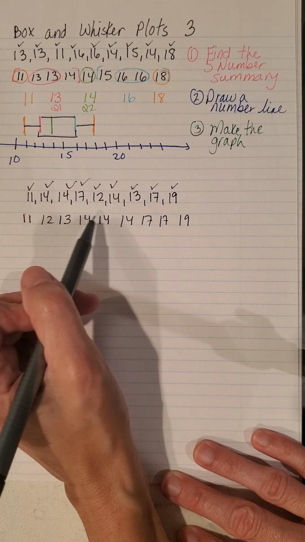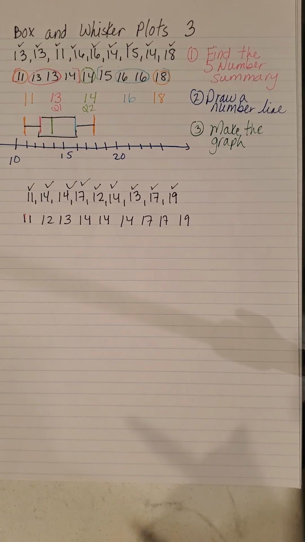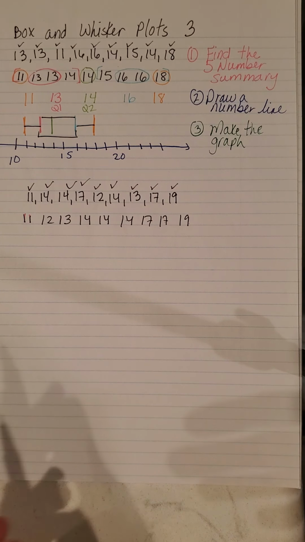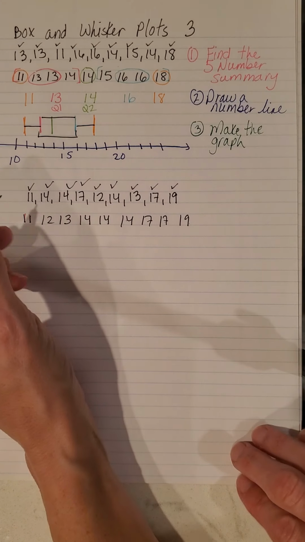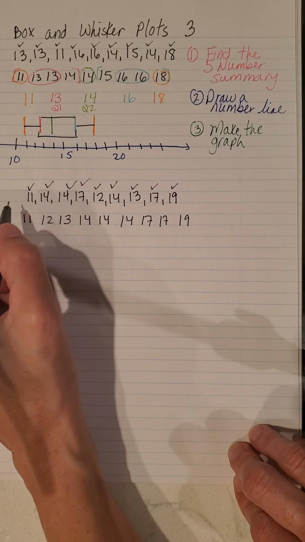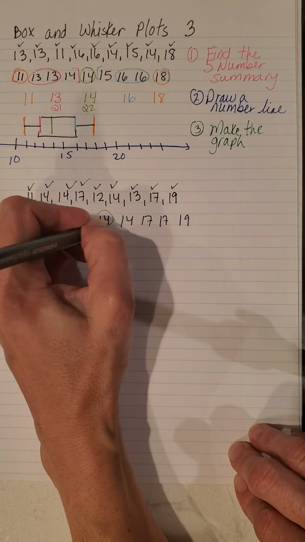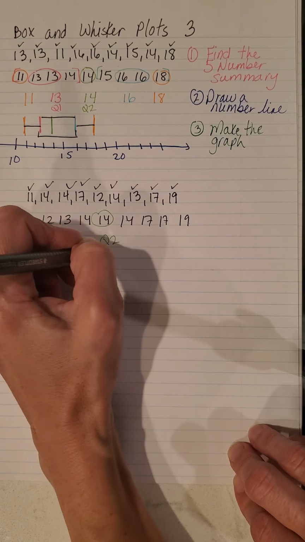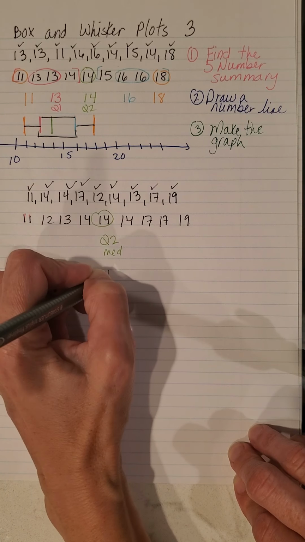1, 2, 3, 4, 5, 6, 7, 8, 9. Yay. Okay, I have the right number of numbers, and I can start finding the different numbers for my 5-number summary. The middle is going to be here. It's 14. That's my median, or Q2. I'm going to write that down, 14.